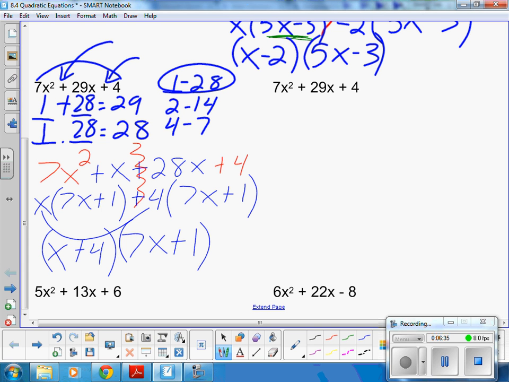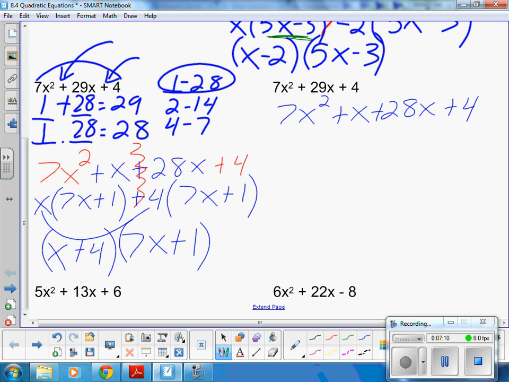So let's get the next problem. I need two numbers that are going to add up to 29, and I need two numbers so that when I multiply, I get 28. Oh, it's the same problem. Now I know what I'm doing. All right, so we have 7x squared plus the x plus the 28x plus the 4.